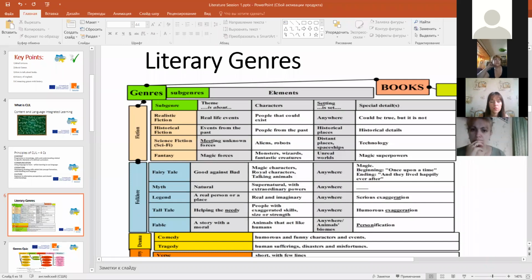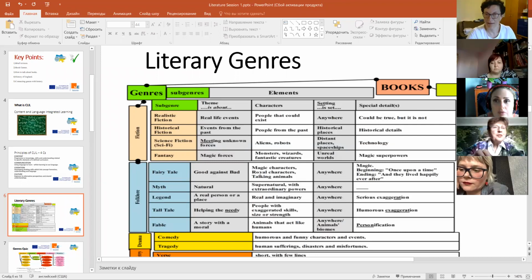Science fiction. Perfect. And what is the difference between science fiction and fantasy? Science fiction is technology. And fantasy, it's just some creatures. Magicians, creatures, monsters, wizards, etc. Yeah, and what is common? What do they have in common? They are not real. They were just made up by the authors.